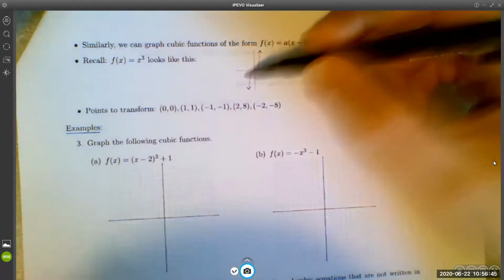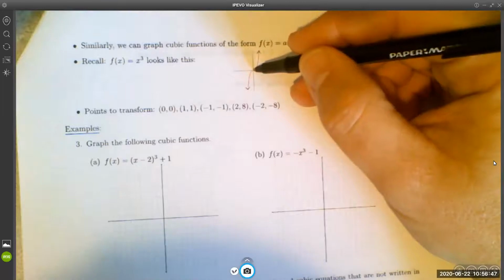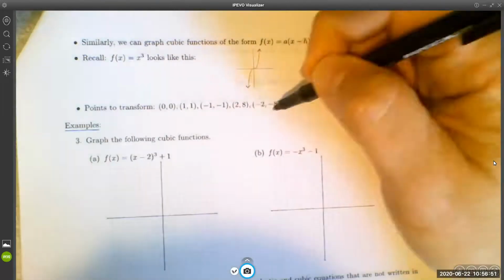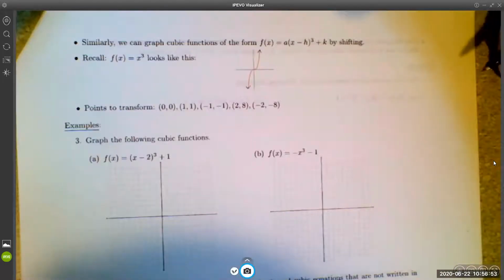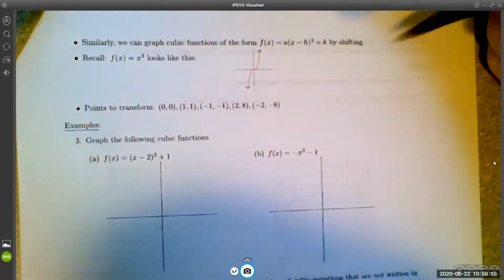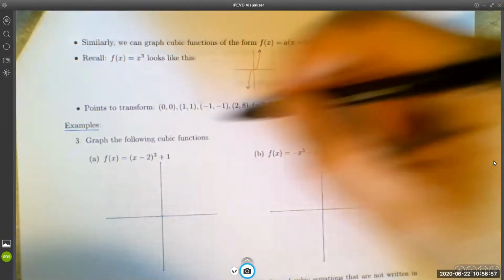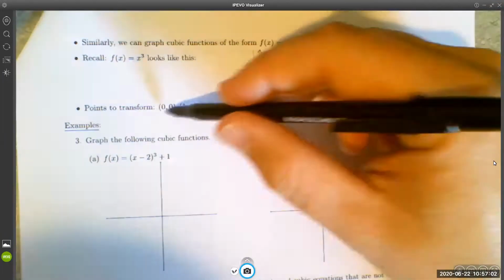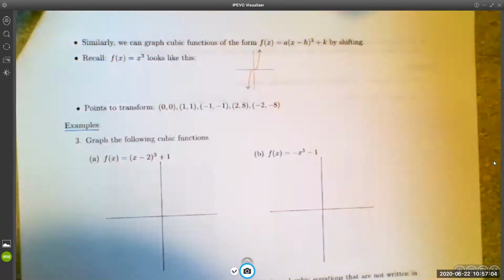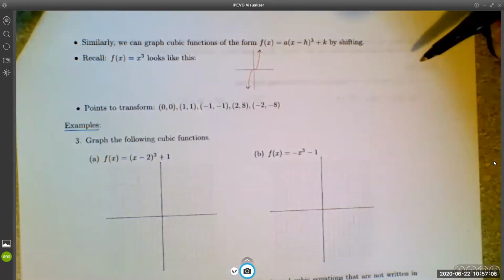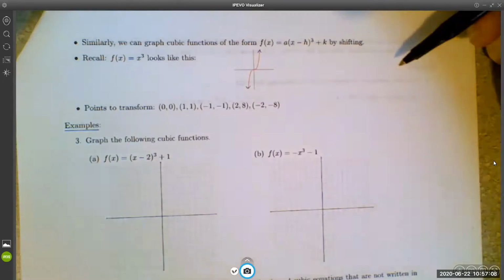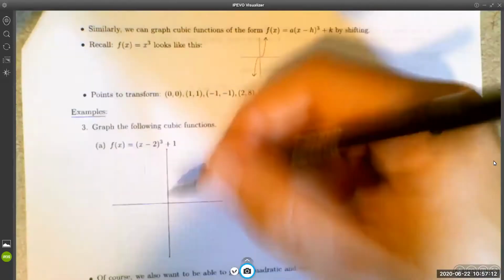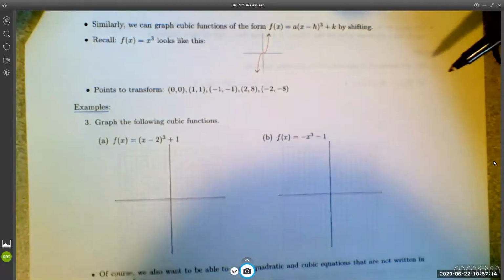This function has the points (0, 0), (1, 1), (-1, -1), (2, 8), (-2, -8) on it. Also, it has other points, of course, but those are the 5 that I'm going to look for when I'm grading your tests and quizzes. I'm going to make sure that you transformed those 5 points. I do this in a very similar way to transforming quadratics. So let me just show you an example and then I'll let you work on part B on your own.